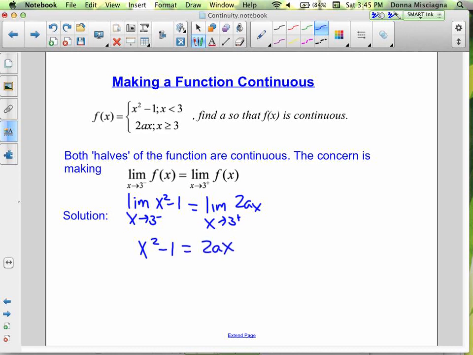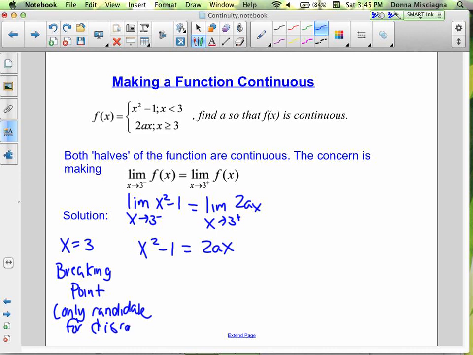Now you might think, how am I going to solve this? It's got two variables. Except it really doesn't. It only has one variable because we know the value of x. Right? X is equal to 3. It's the breaking point and the only candidate for a discontinuity. So that's the only thing we need to make sure of. Right, so we're going to find the value of a that makes our function continuous.